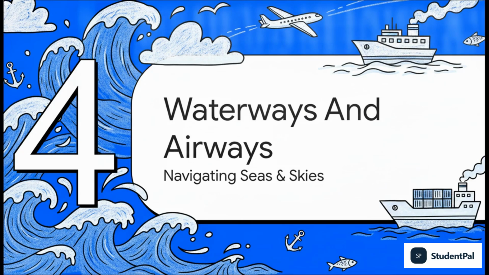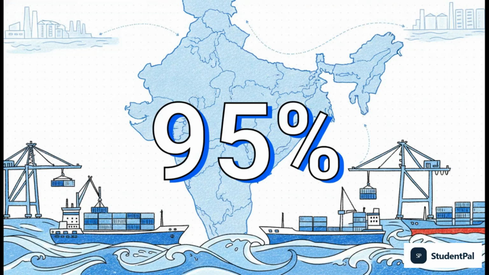Section 4 coming up. Waterways and Airways. Navigating seas and skies. Take a look at this staggering number, 95%. 95% of our country's international trade volume is moved by sea. Because India is blessed with such a massively long coastline, our seaports are absolutely crucial. Take the Deen Dayal tidal port, for instance. It was specifically designed to conveniently handle all the exports and imports for the highly productive industrial and agricultural granary belts across northern and western India. And remember, waterways still remain the absolute cheapest means of transport, especially for bulky and heavy goods.